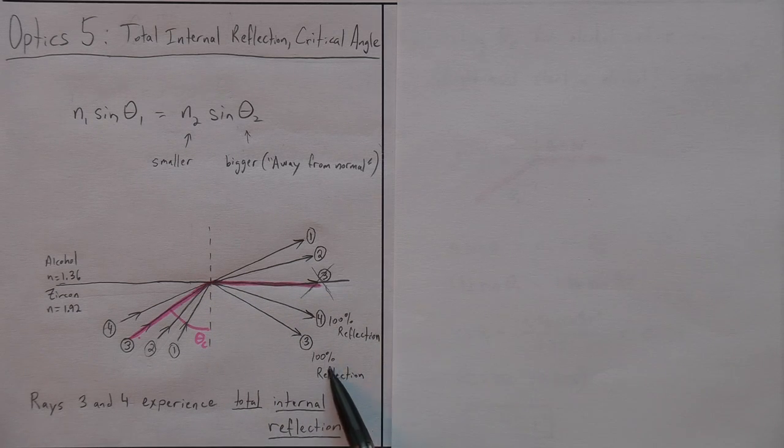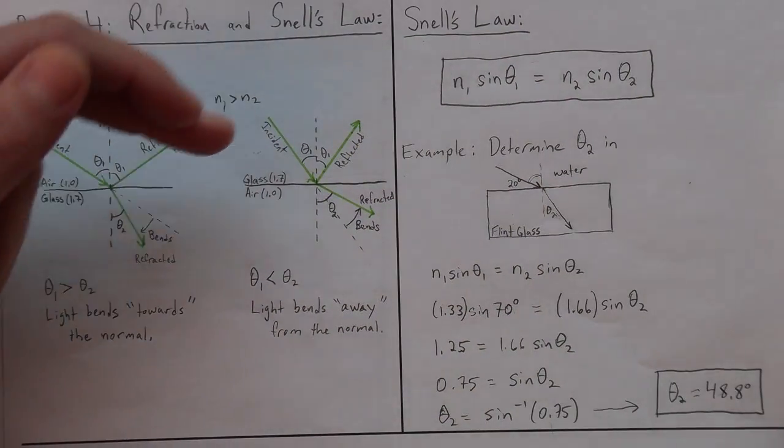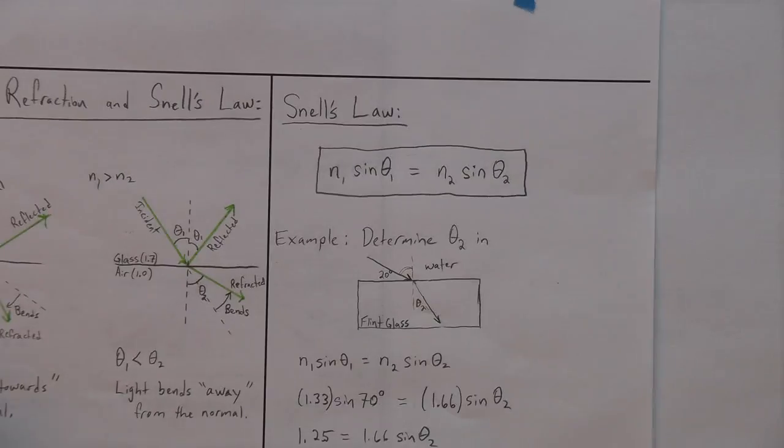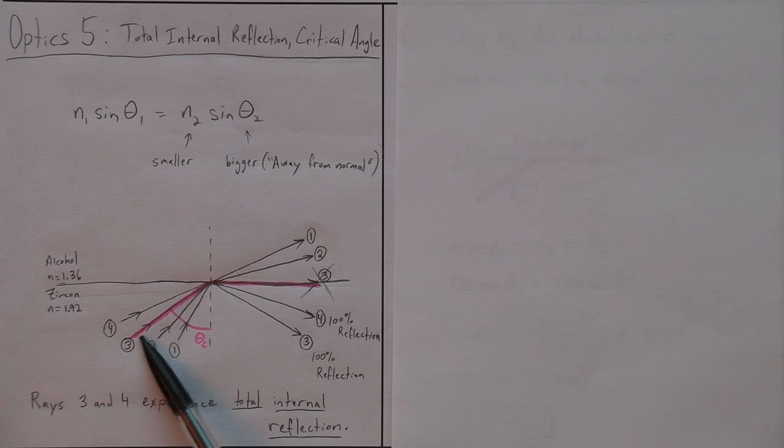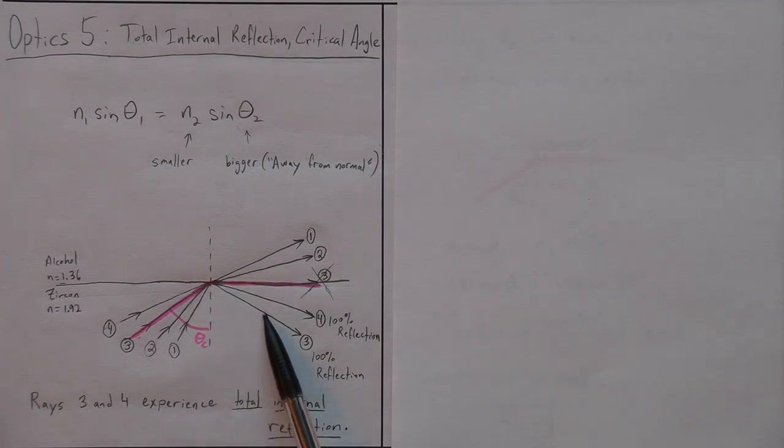It actually then reflects. So see beam 3? Not here, not in the air. It stays completely in the zircon, the higher index. 100% reflection, because some light always reflects. We learned that even from these notes, right? Some light always reflects, and some goes through. But what we have here with ray 3 is 100% of the light bounces, none goes into the air.